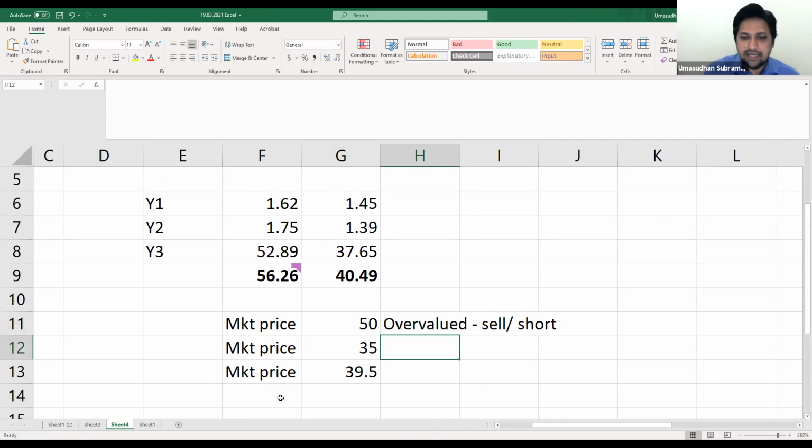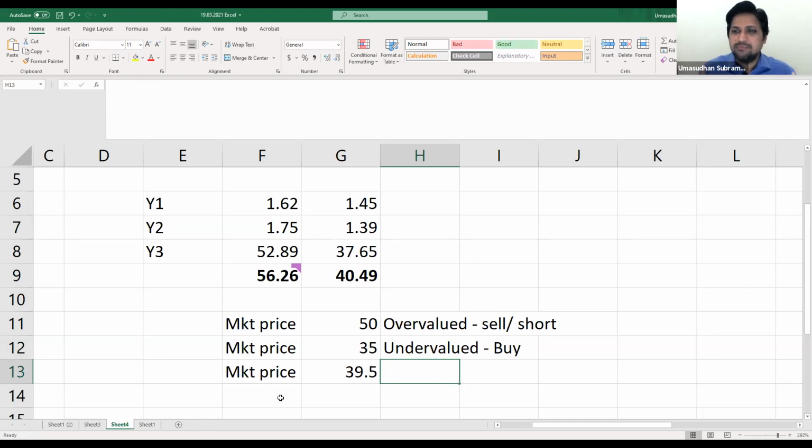If it is 35, undervalued, because you buy it at 35 and you expect it to go to 40. Yes, isn't it? Undervalued, you buy or go long. Okay, and then the market price is 39.5. What do you do? If the market price is 39.5, what do you do?